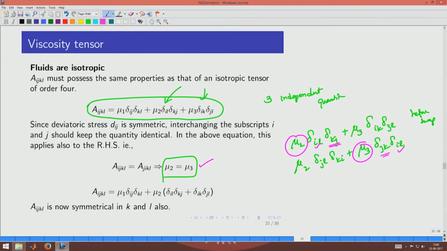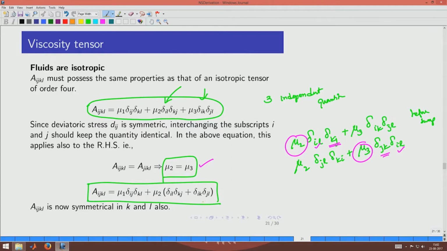So, now that we have said mu2 is equal to mu3, let us choose that value to be mu2 itself and write Aijkl equal to mu1 into delta ij delta kl plus mu2 into delta il delta kj plus delta ik delta jl. So, now we have got a smaller number of unknowns here. Okay. Now, once you look at this expression, it appears as if even if you swap the indices k and l, nothing will change. So, this is an outcome of the expression that we have written.